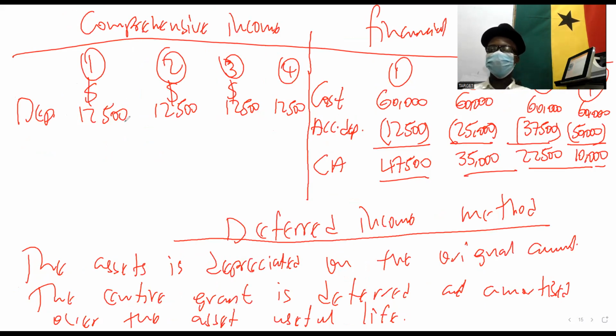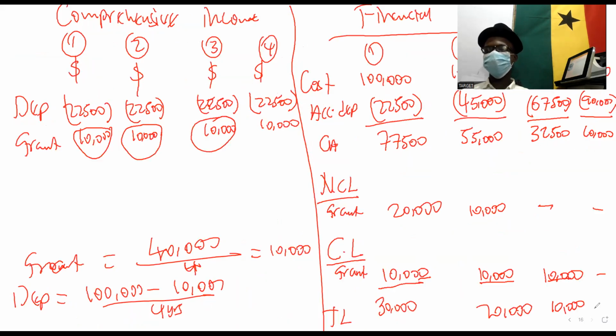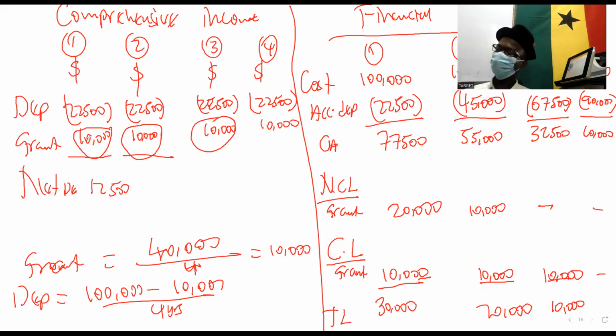Here, the final answer is 12,500. And then it's an expense. This depreciation is an expense. If you come here, we have a depreciation of 22,500 and a grant of 10,000. So the net depreciation is what? It's 12,500. So the point is, whichever method you use, the answers are the same. Wow.